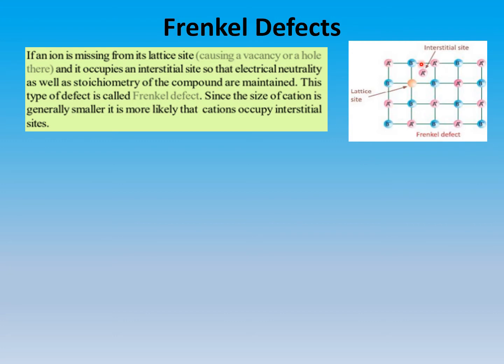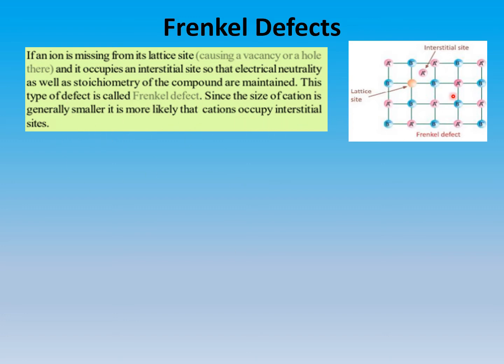But overall, the neutrality is maintained. This is a stoichiometric defect, so it will always be electrically neutral. If the ion is missing from its lattice site, creates a hole, and occupies the interstitial site, then the electrical neutrality as well as the stoichiometry of the compound is maintained. This defect is called a Frenkel defect. Since the size of the cation is generally smaller, it is more likely that the cation occupies the interstitial sites.